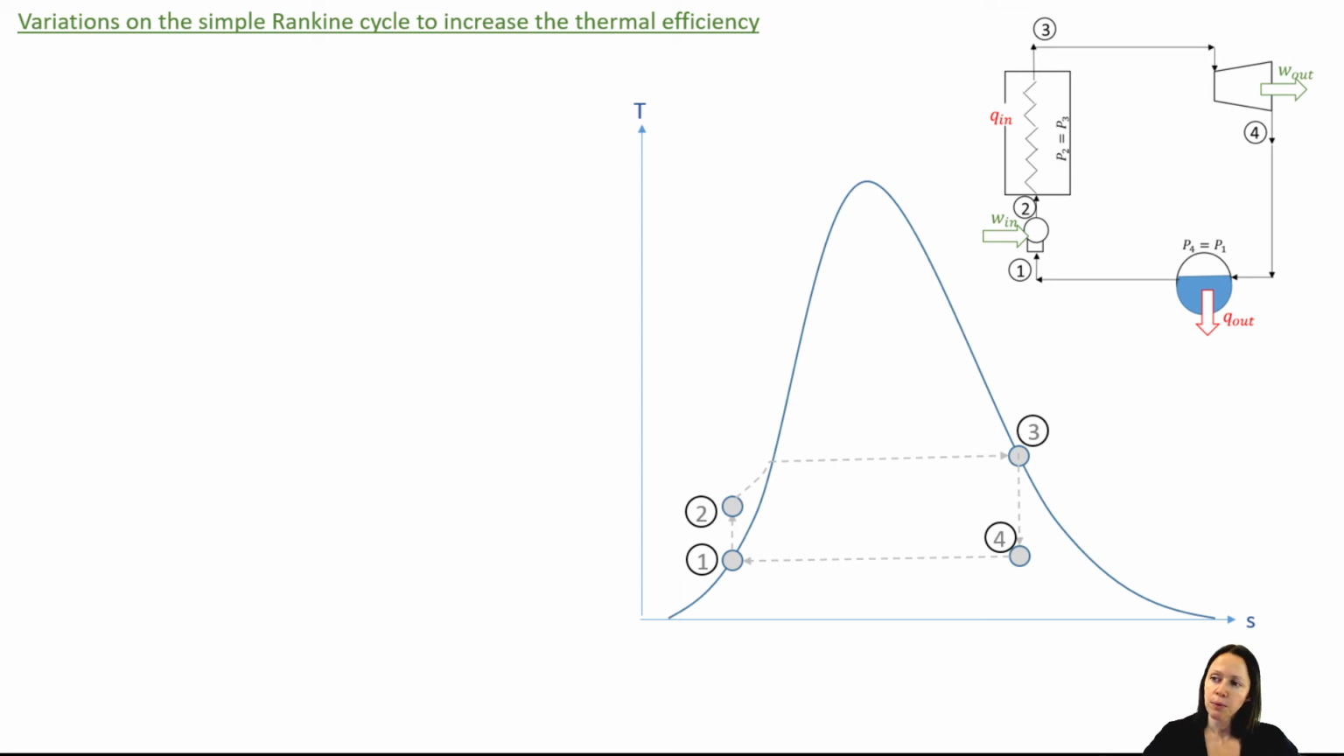Variations on the simple Rankine cycle to increase the thermal efficiency. So I've got a picture of the simple Rankine cycle up at the top, and the TS diagram for the cycle that we looked at, where when it went through the boiler from 2 to 3, it stopped right there on that saturated vapor line. But we could superheat the steam, and in that case we call that heat exchanger a steam generator as opposed to a boiler. I'm not really going to nitpick in class, so if you call both of them steam generator, that's fine too.